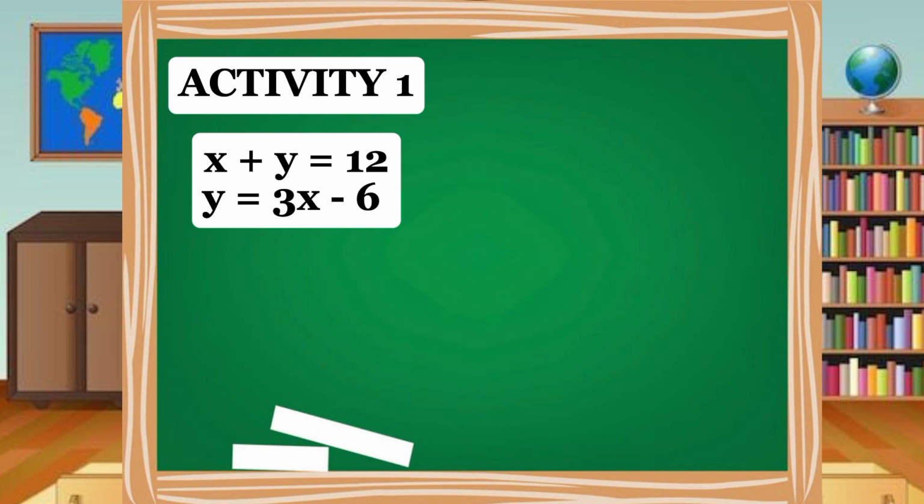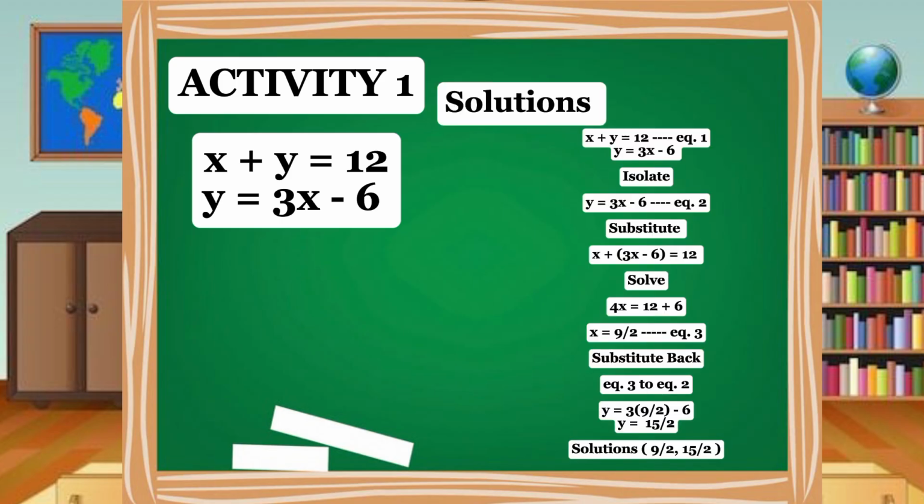Look at these equations. Try to pause the video and find the solutions. Notice that the second equation is already solved in terms of y. Now, let's try to substitute equation 2 to our equation 1. We have x plus 3x minus 6 is equal to 12. Now solve for x: 4x is equal to 12 plus 6, x is equal to 9 over 2. This is now our equation 3.